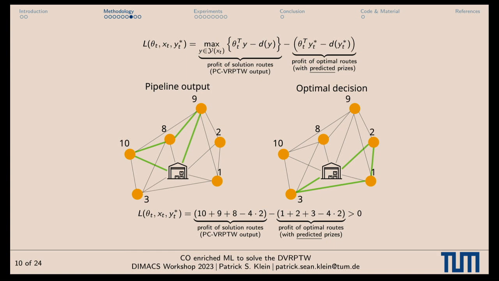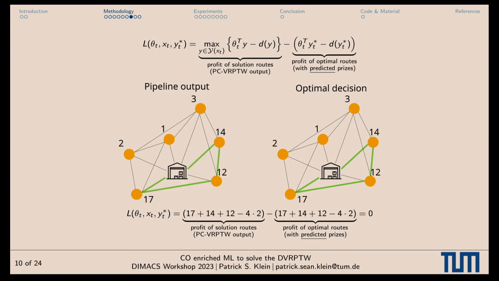So as soon as our predicted prices yield routes that do not match the routes of the optimal policy, we get a positive loss. If instead the pipeline's output matches the optimal decision, we have a loss of 0 because, of course, they paid the same profits.